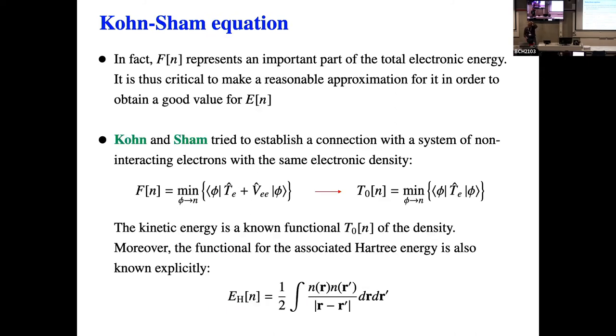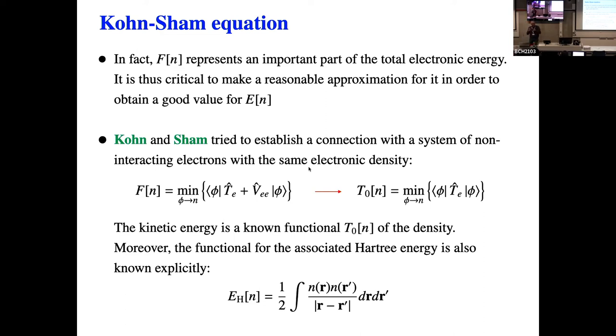And as I was mentioning, people tried to get that, but it is a big chunk, a big part of the energy. And so usually the approximations that were made were not satisfactory enough, because you were making big mistakes with such an approximation. So people came up with the idea to split that F of N into pieces that they know should resemble something.